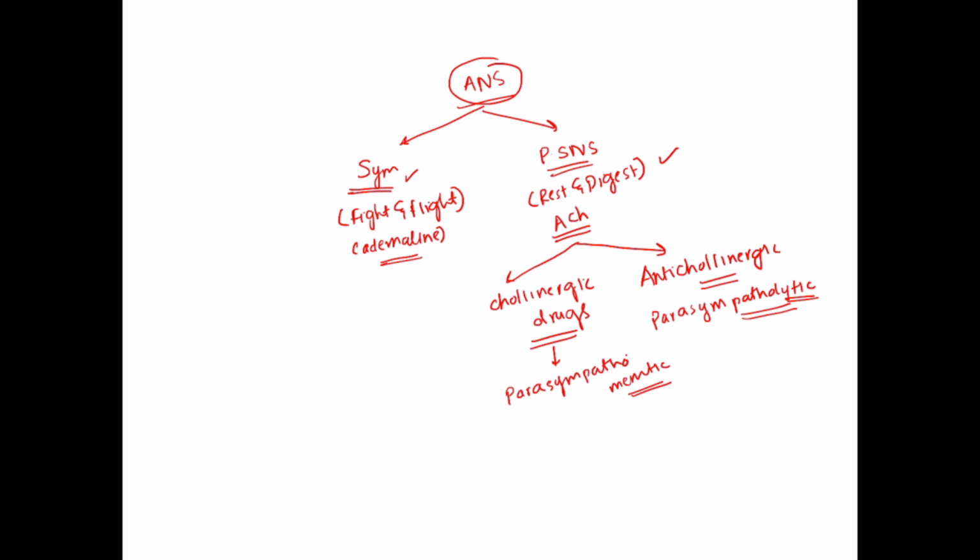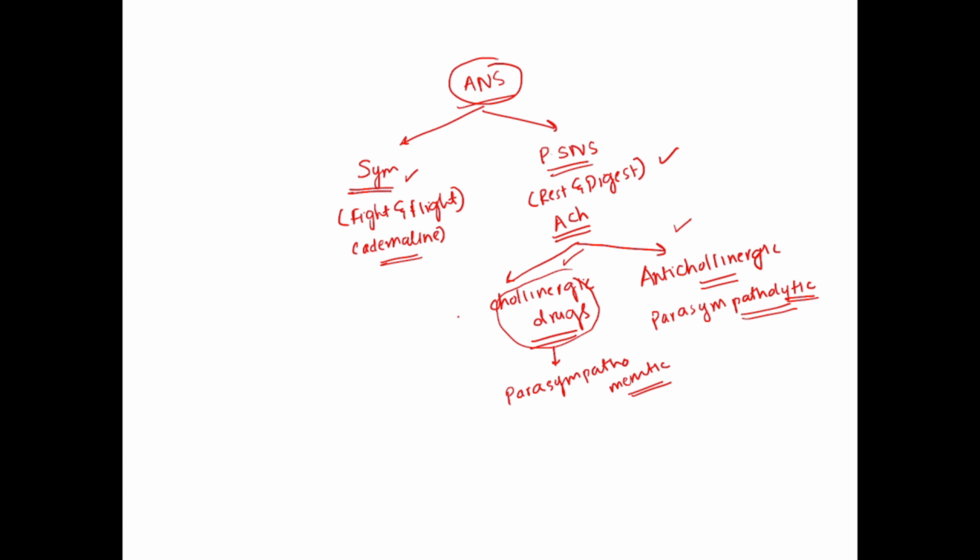Now, why are we calling it mimetic? Because it mimics the activity of the parasympathetic nervous system. So this difference is very important. You have to understand the difference over here. In the parasympathetic nervous system, we mainly have cholinergic drugs and anticholinergic drugs, and these anticholinergic drugs are the ones which inhibit the acetylcholine.